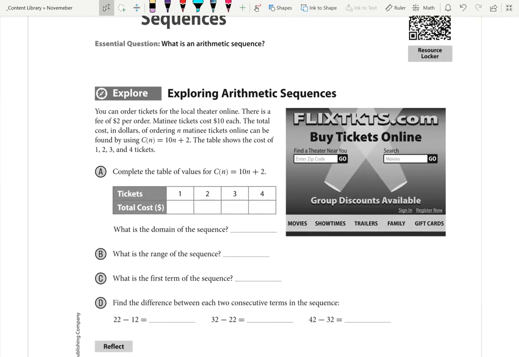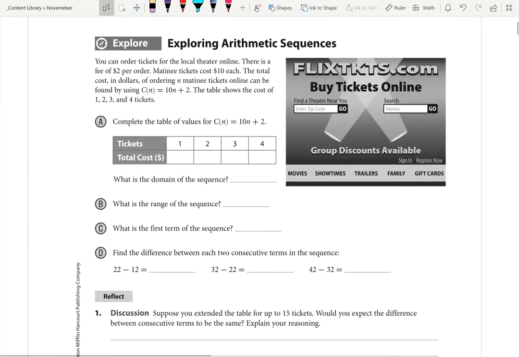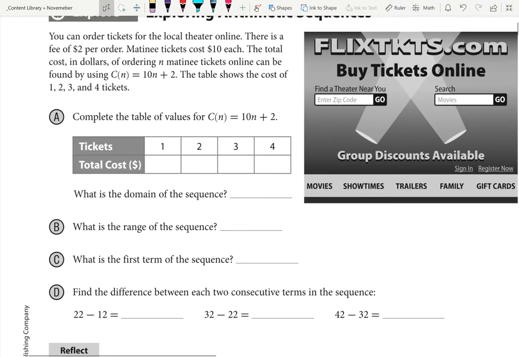Okay, so exploring them. We have an example to start us off: you can order tickets to a movie online, and it's $2 per order. So basically, you go online and you pay $2 to order online, but each ticket costs $10. So the total cost in dollars of ordering N matinee tickets online can be found using the function C of N equals 10N plus 2. So basically, that's $10 per ticket, plus the $2 online order fee.